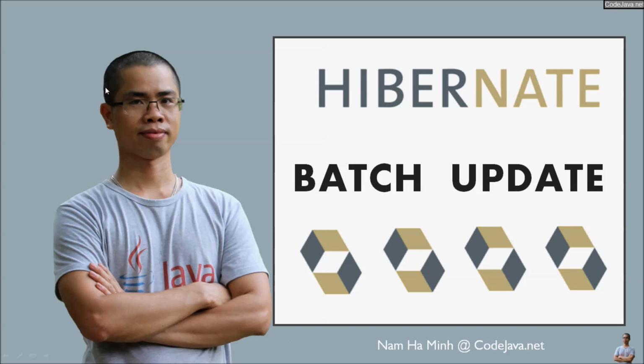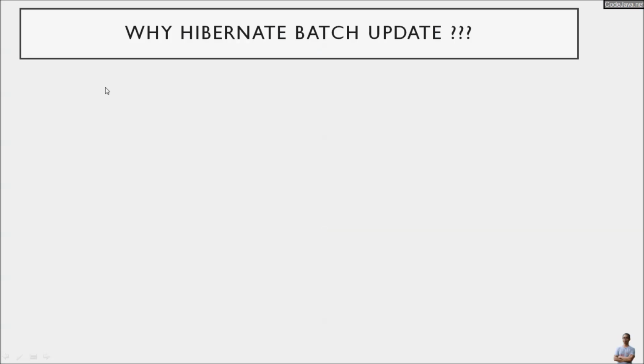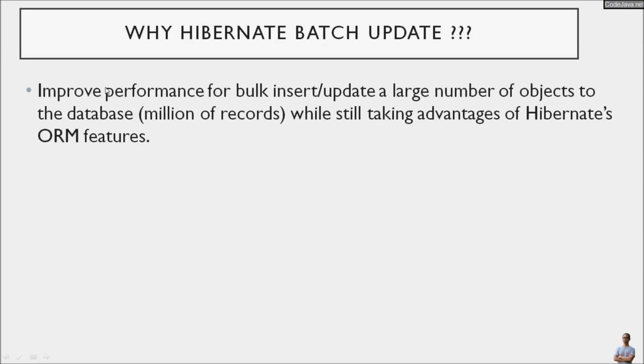In this video tutorial, you will learn how to use Hibernate batch update feature to efficiently execute a large number of insert and update statements to the database. So, why do we need Hibernate batch update? To improve performance for bulk insert and update of a large number of objects to the database, to millions of records, while still taking the advantages of Hibernate object relational mapping features.